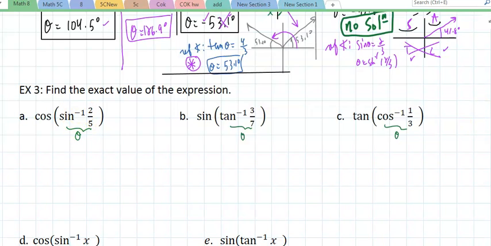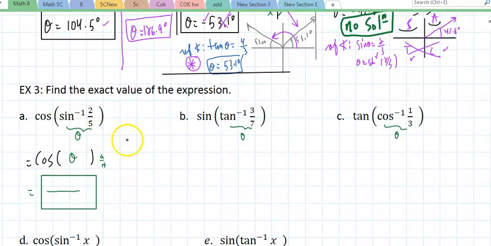So if I let this be theta, I'm really looking at the cosine of that angle theta. That's all I need, and I know what that is. That is the adjacent over the hypotenuse. It's a ratio. Once I figure out what that is, I'm done. Now, how am I going to figure that out? On the side, if we let theta equal inverse sine of 2/5, that means I must have had the sine of theta equaling 2/5.